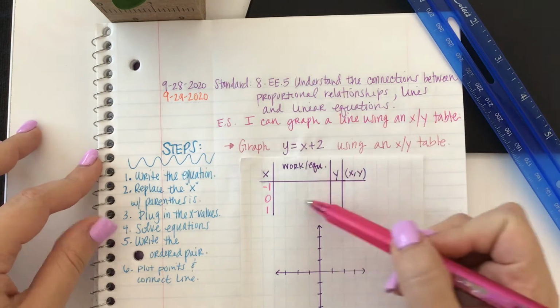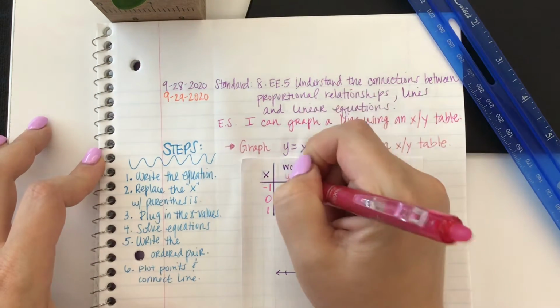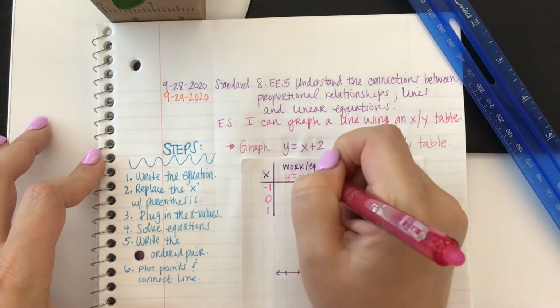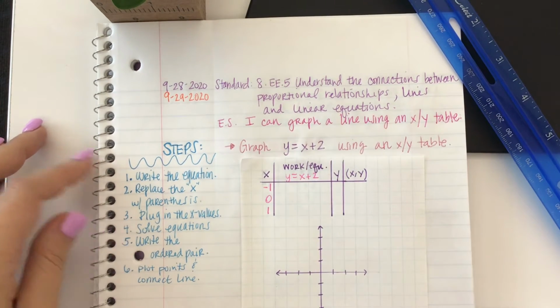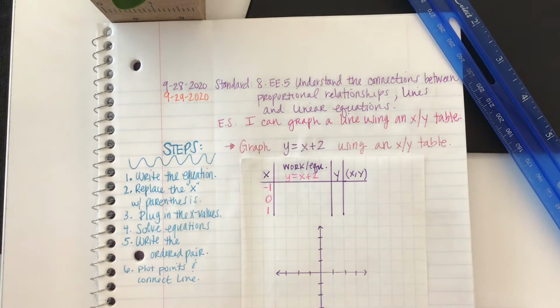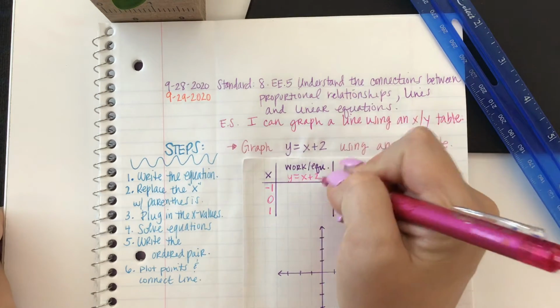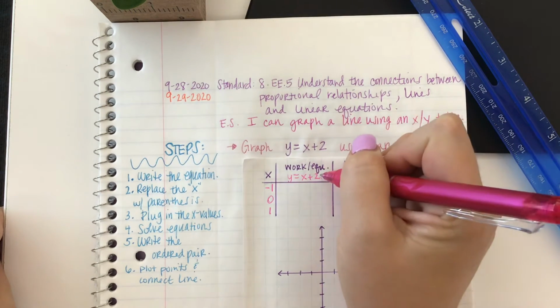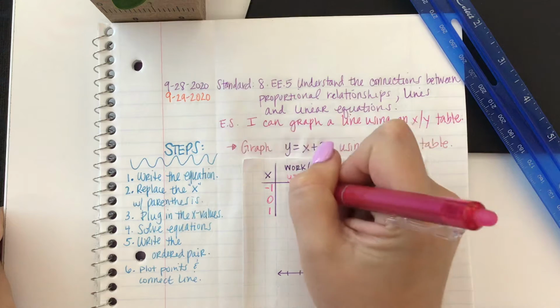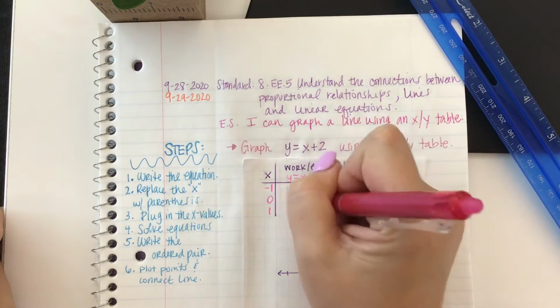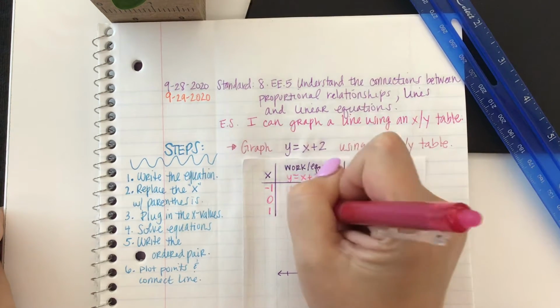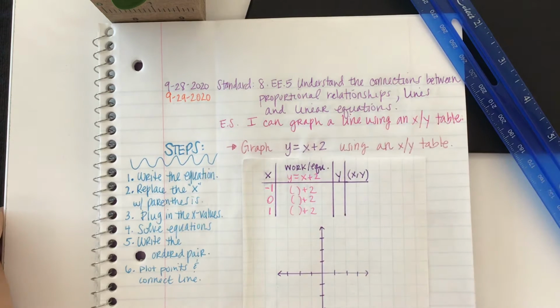So the first step is to write the equation. Right here in the middle where we have our work, we're going to go ahead and write our equation, y equals x plus 2. And that's what we're going to use to plug in our x values to get our y values. The next step is to replace the x with parentheses. Whatever y equals is what we're trying to solve, x plus 2. So I'm going to go ahead and replace the x with parentheses. And I do it for all to make the process go faster.